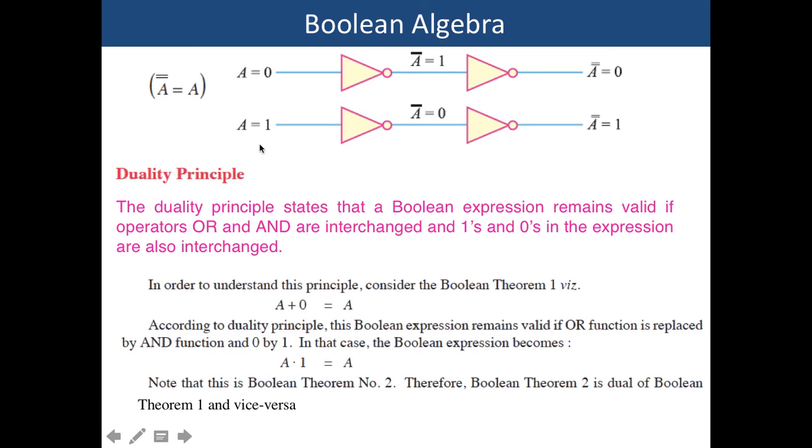Now the next one is duality principle. The duality principle states that a Boolean expression remains valid if operator OR and AND are interchanged and ones and zeros in the expression are also interchanged. The Boolean expression remains valid if we interchange the OR and AND gate, and also we can interchange the ones and zeros.